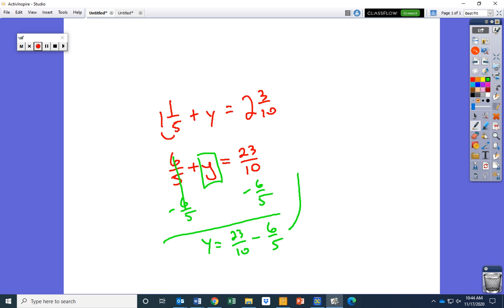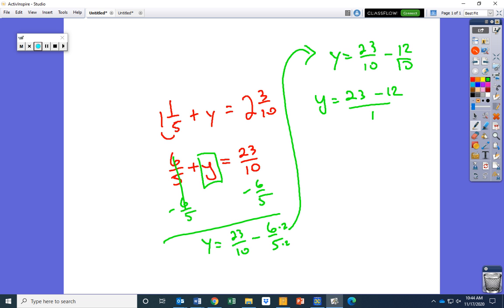Well, I'm going to move this up here. So I'm out of room. Okay, so I have y equals, can I use one of these denominators? I can use 10. So that 23 over 10 is going to stay the same, right? How did I get from 5 to 10? 5 times 2, and what's 6 times 2? 12. So all of this, y equals 23 minus 12 all over 10, right? Well, what's 23 minus 12? 11. 11 over 10.